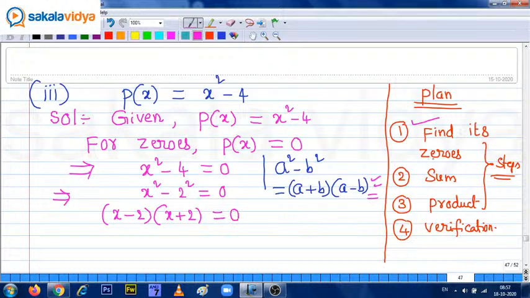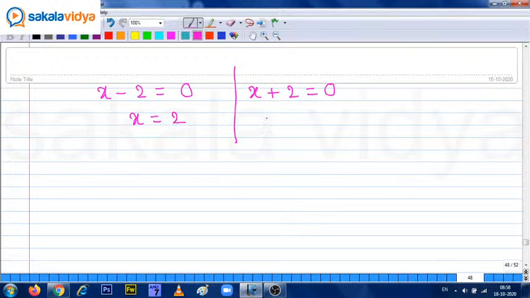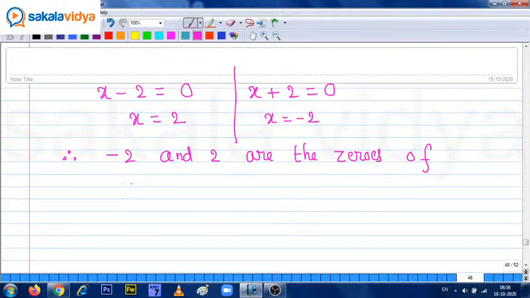First we need to find out zeros. So we get x minus 2 equals 0 and x plus 2 equals 0. Transposing minus 2 to this side, we get x equals 2. Transposing 2 to this side, x equals minus 2. Therefore, minus 2 and 2 are the zeros of p of x equals x square minus 4. Yes. So now Anil, ready.